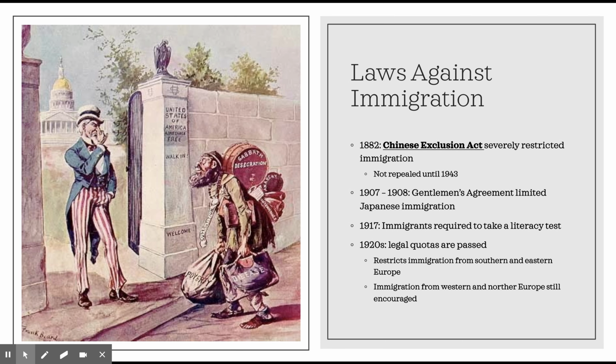And here on the left is a political cartoon, and it sums up the views of these times that many Americans had, or at least enough people in the government and society had to support the creation of these laws. And you can see Uncle Sam standing at the gate, and he's rejecting or blocking entry to this immigrant.